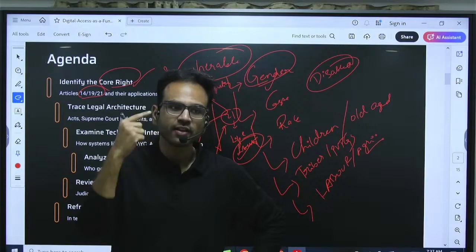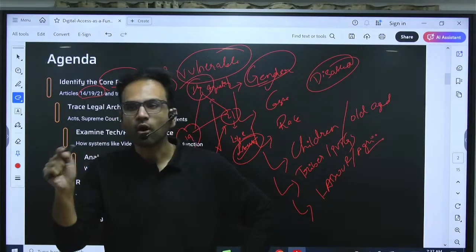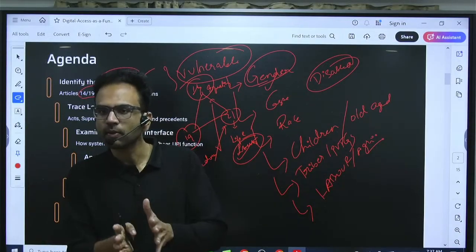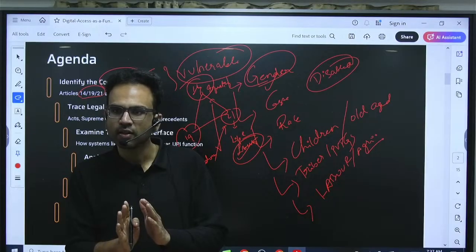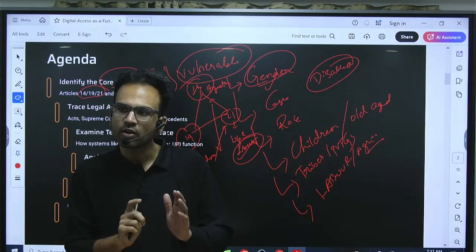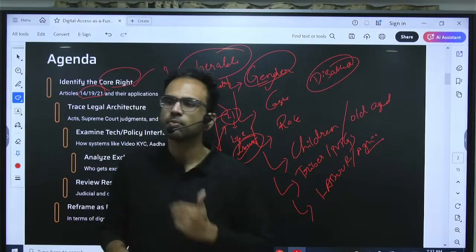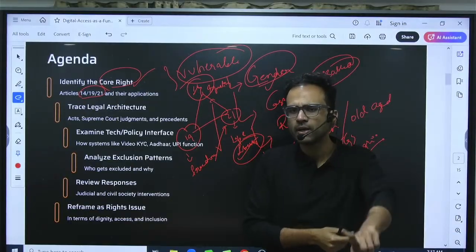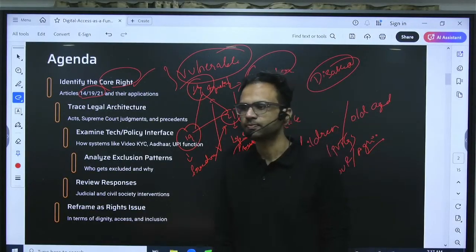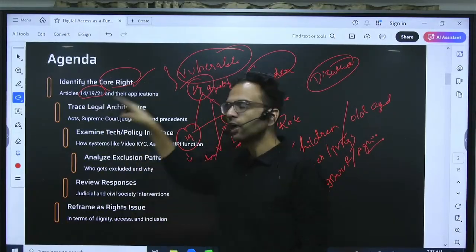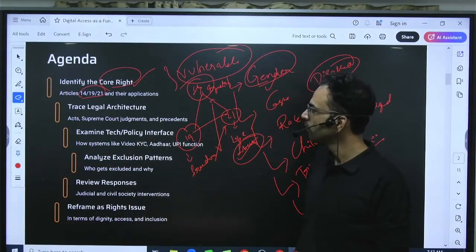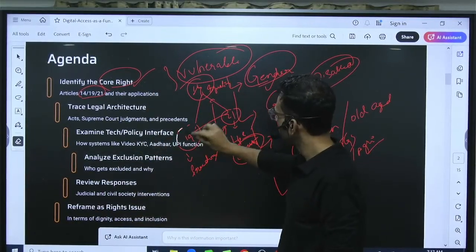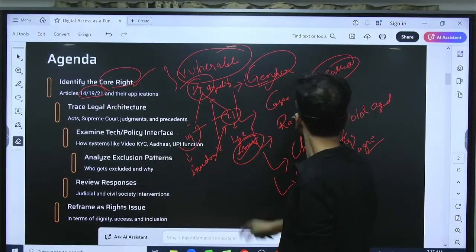Equality, for ensuring dignity, means an equality of opportunity. When I say equality of opportunity, it is not treating them equally. It is treating them in such a way that their disadvantages do not become a barrier to realizing their potential. And this is why we have affirmative action. One of the affirmative actions is reservation. Clear? That is why it is called the golden triangle.